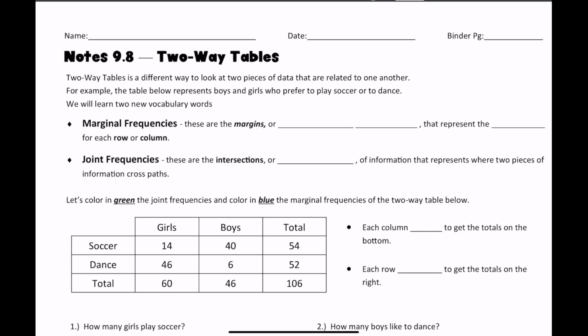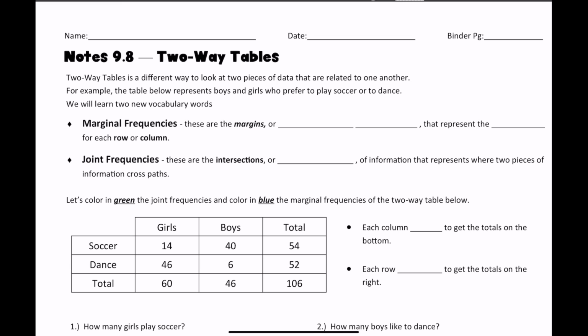All right, so today we have notes 9.8, which is about two-way tables, and this is probably my favorite statistics stuff ever. Two-way tables are a different way to look at two pieces of data that are related to one another. For example, the first table below is about boys and girls, and whether they prefer to play soccer or to dance. So we're going to learn two new vocabulary words.